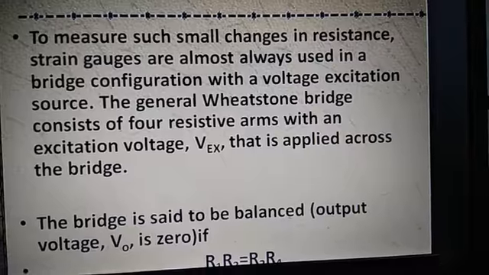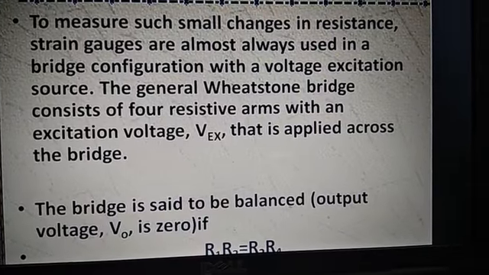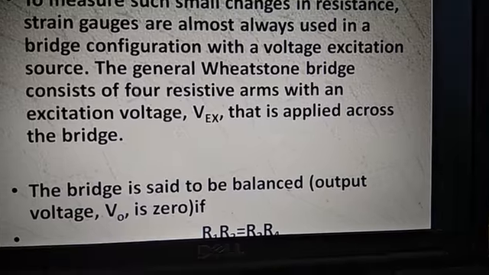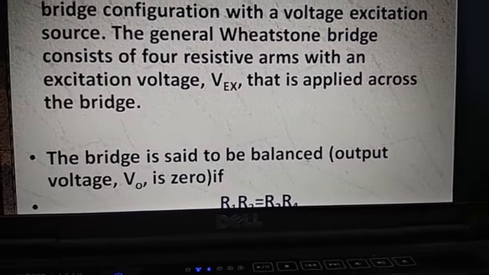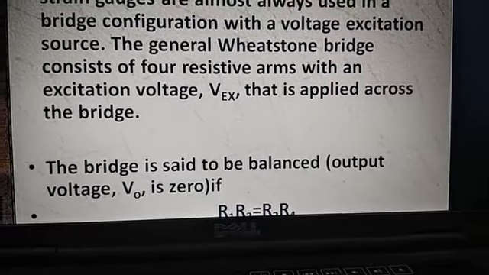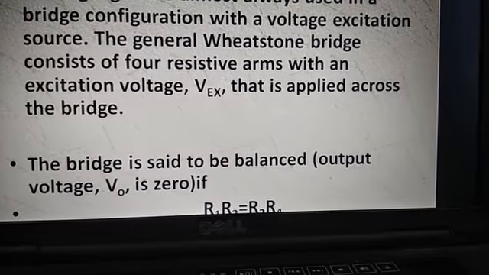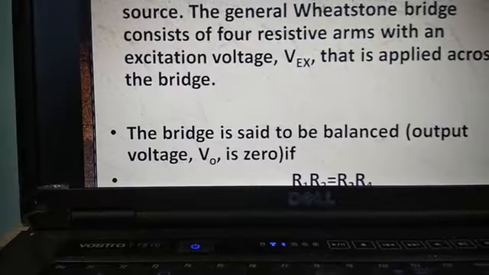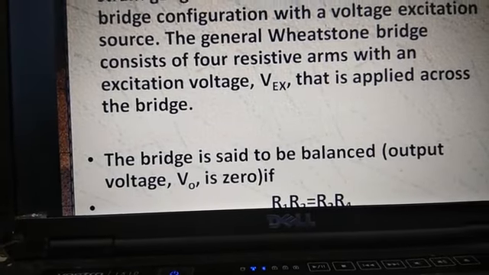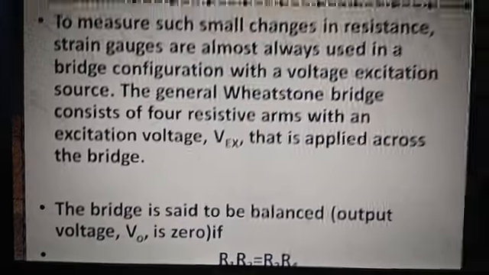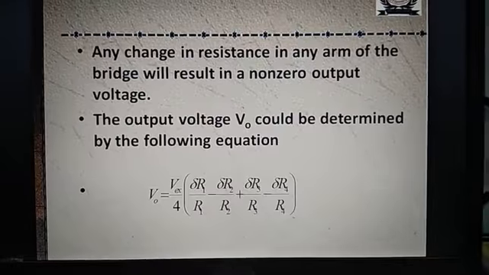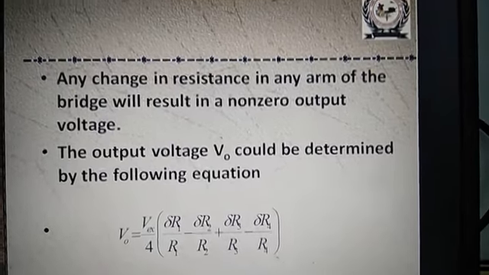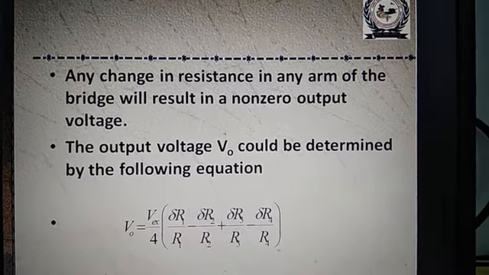The general Wheatstone bridge consists of four resistive arms with an excitation voltage VEX applied across the bridge. The bridge is said to be balanced, that is the output voltage is zero, if R1 into R3 is equal to R2 into R4. That is the normal condition of the Wheatstone bridge, balancing the bridge. Any change in resistance in any arm of the bridge will result in a non-zero output voltage.